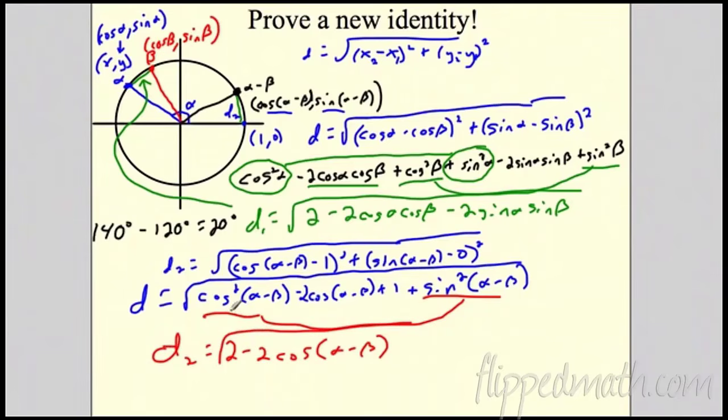Very good. So we've got D1 and D2. What I'm going to do is set distance 1 equal to distance 2. That's our whole goal, to show they're the same. And I'm going to go ahead and square both. They're both square roots, so I'm going to square both sides. If I can do that in one lump sum, I think that'll help me out here. Let's bring D2 on the left. I've got 2 minus 2 cosine of alpha minus beta.